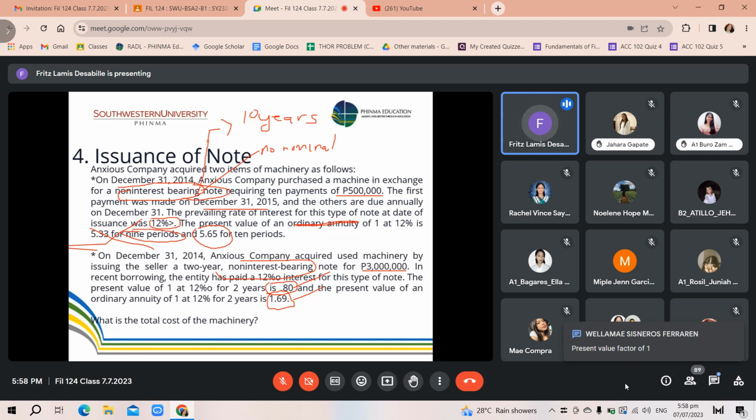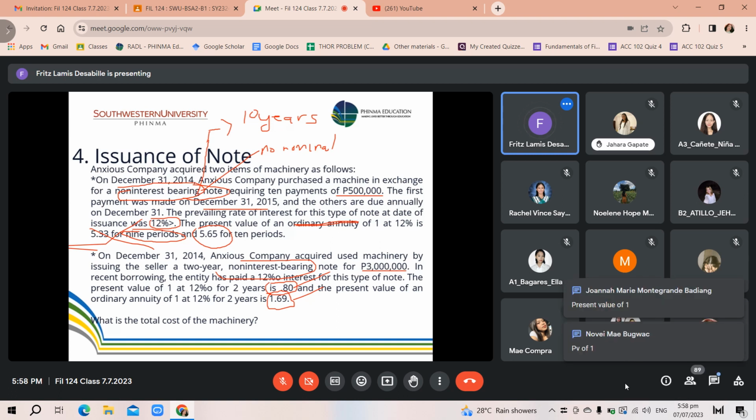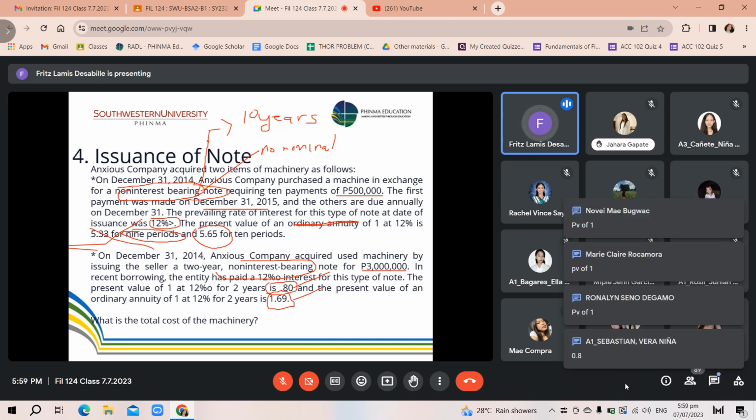The present value factor of 1, or the present value factor of ordinary annuity for 2 years of 1.69? So 0.8 or 1.69 will we use? PV of 1 or PV of ordinary annuity of 1? Correct. Present value of 1.